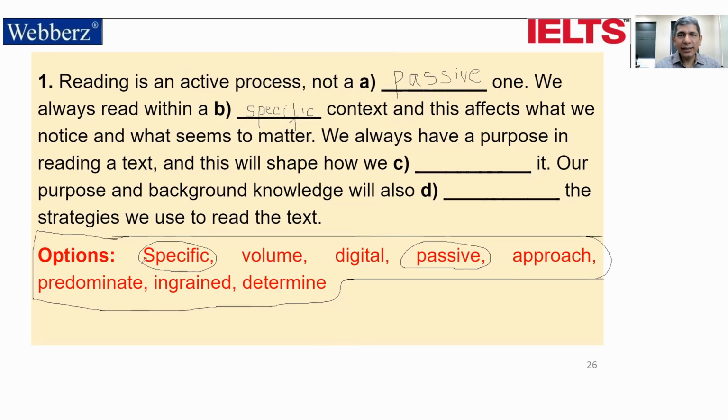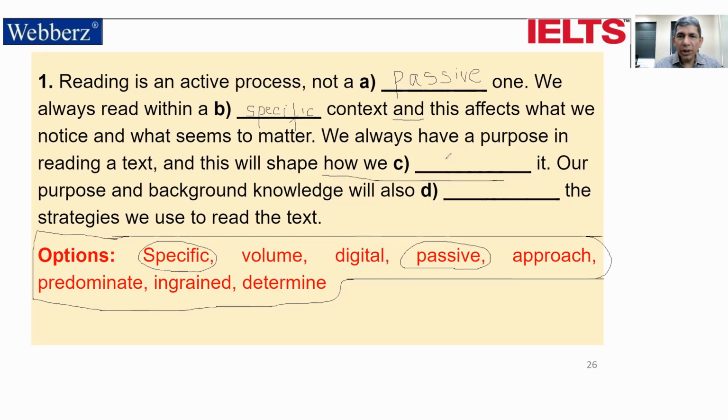Now read the rest of it and start with and. And this affects what we notice and what seems to matter. Okay, we always have a purpose in reading a text. And this will shape how we dash it. Specific, finish, volume, digital, how we digital it, no, approach it. Okay. Yeah. Now see how we dash it.